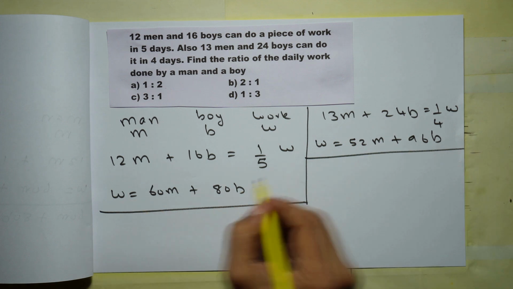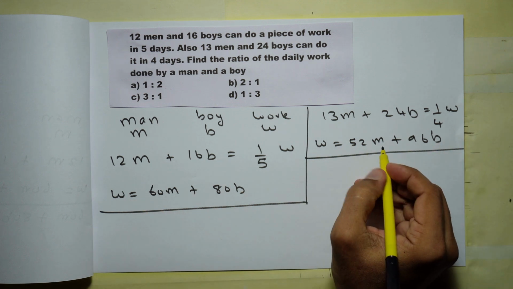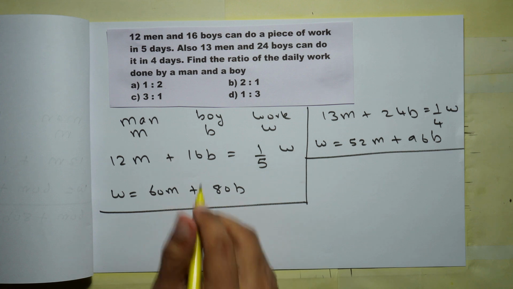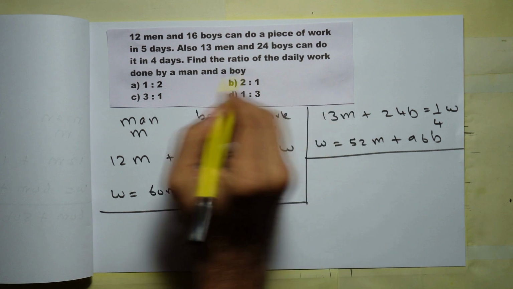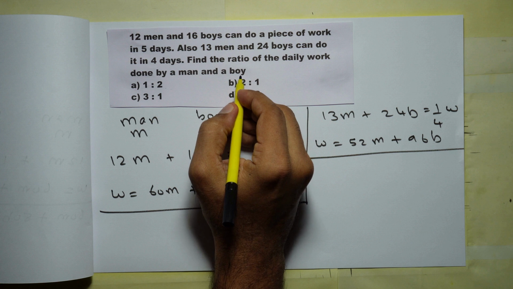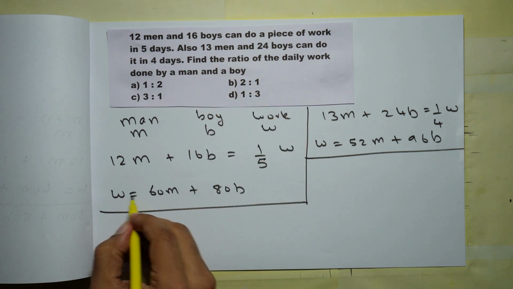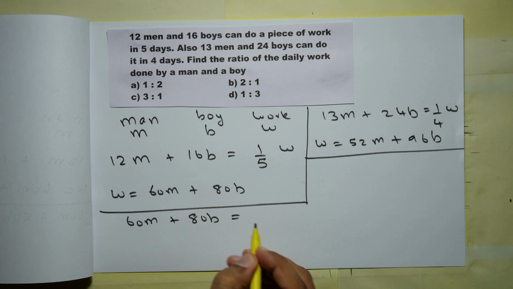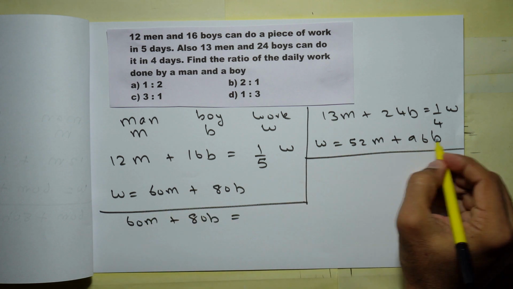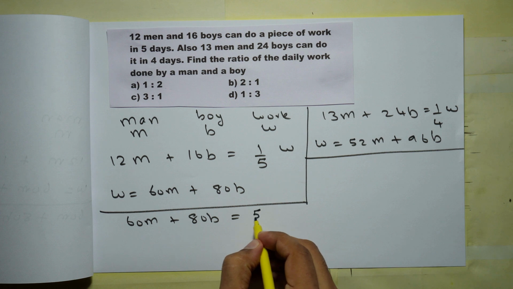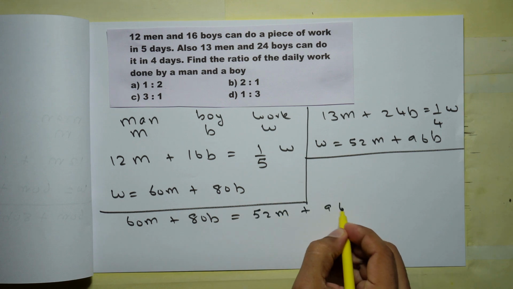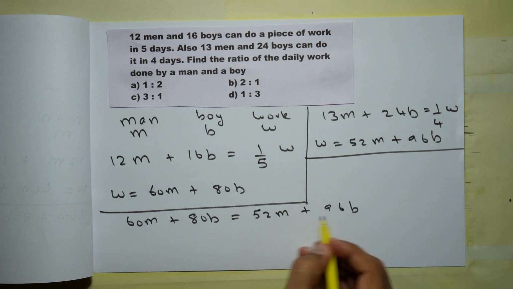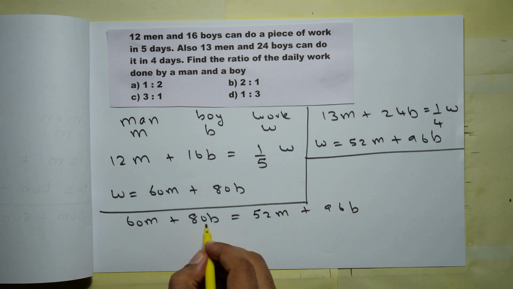Now from these two equations, we can find the relationship between M and B. Find the ratio of the daily work done by a man and a boy. Now here you have W is equal to 60M plus 80B. This is W. Now this is also W, W is equal to 52M plus 96B. And from this we can find the relationship between M and B.